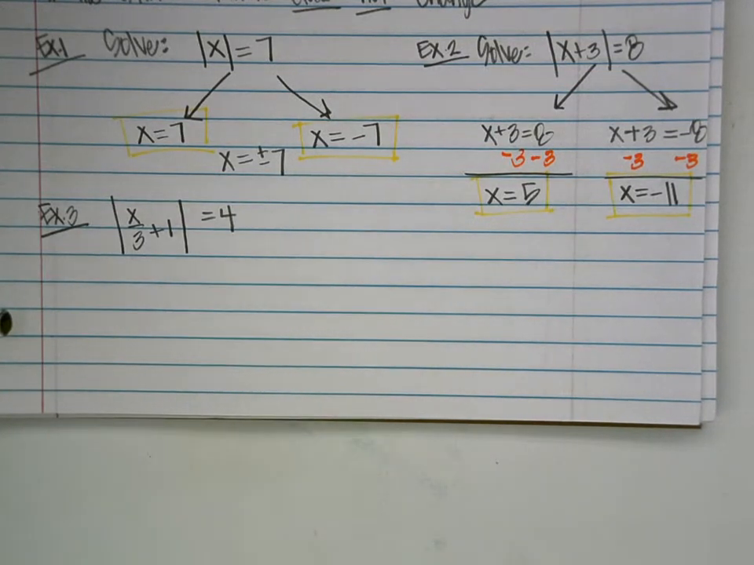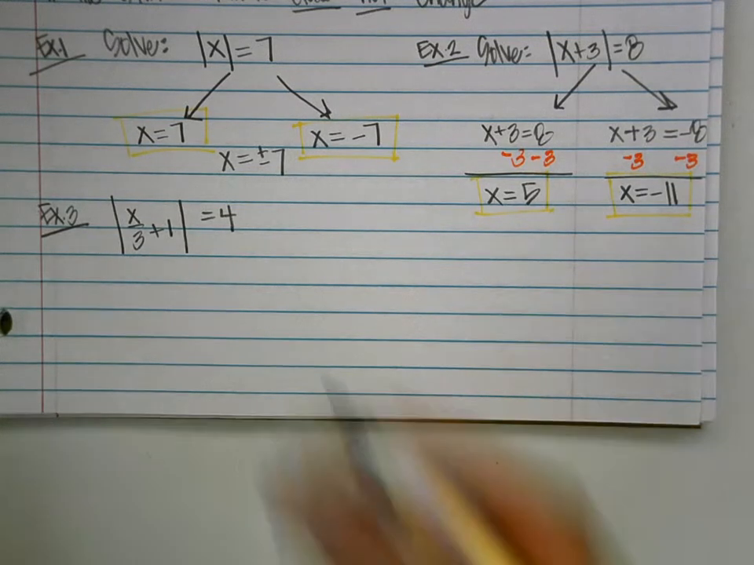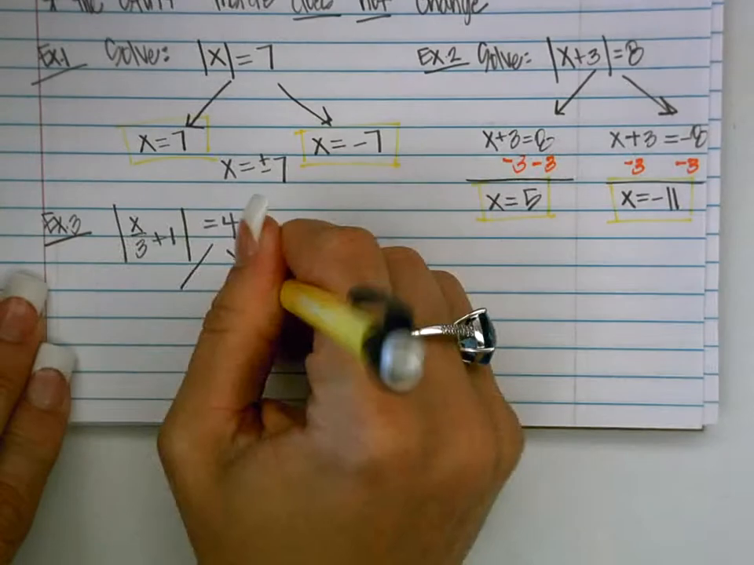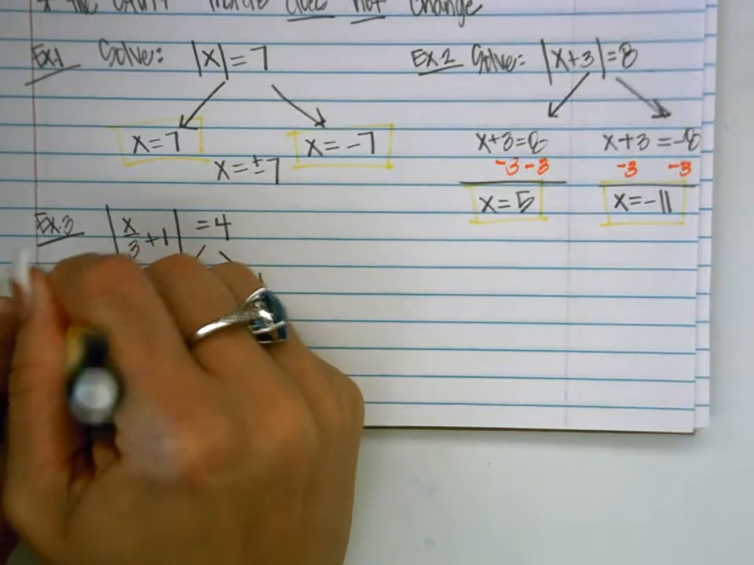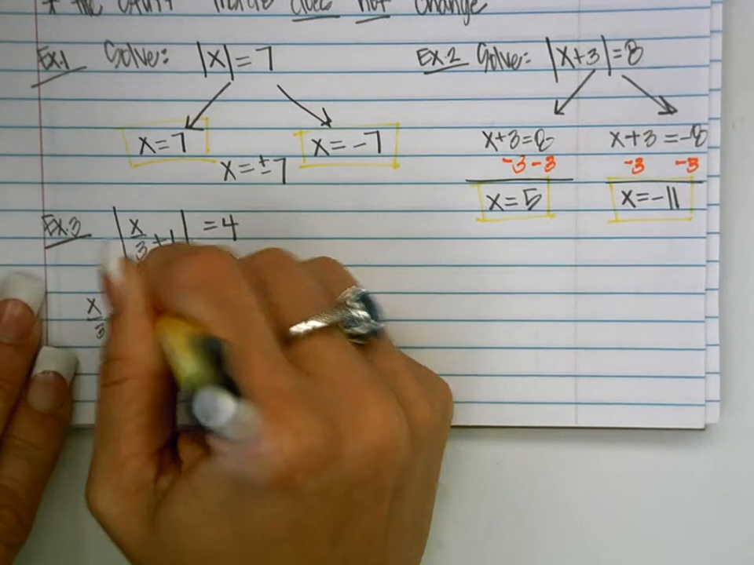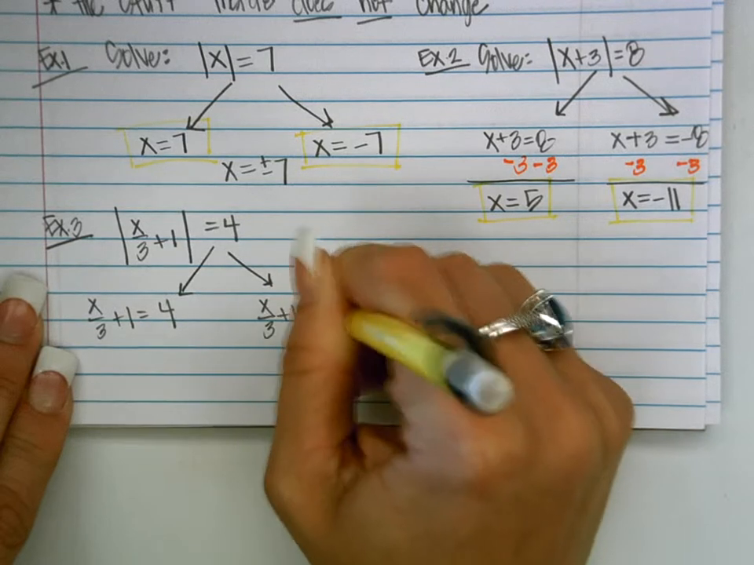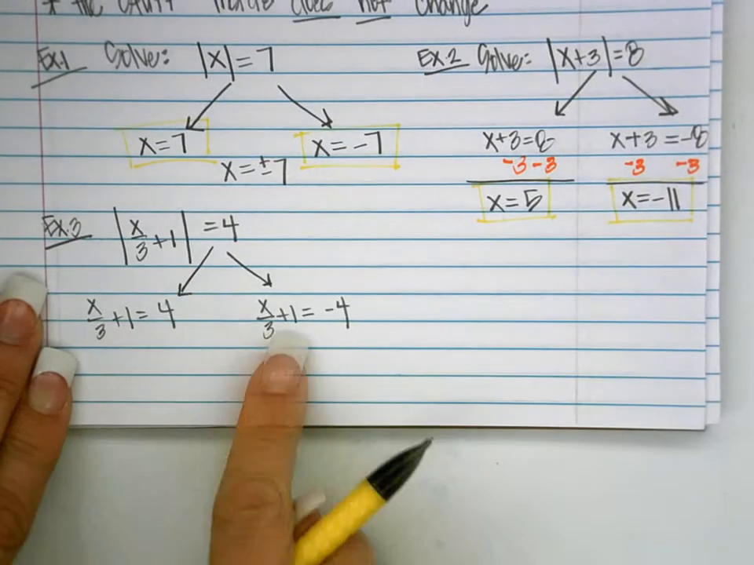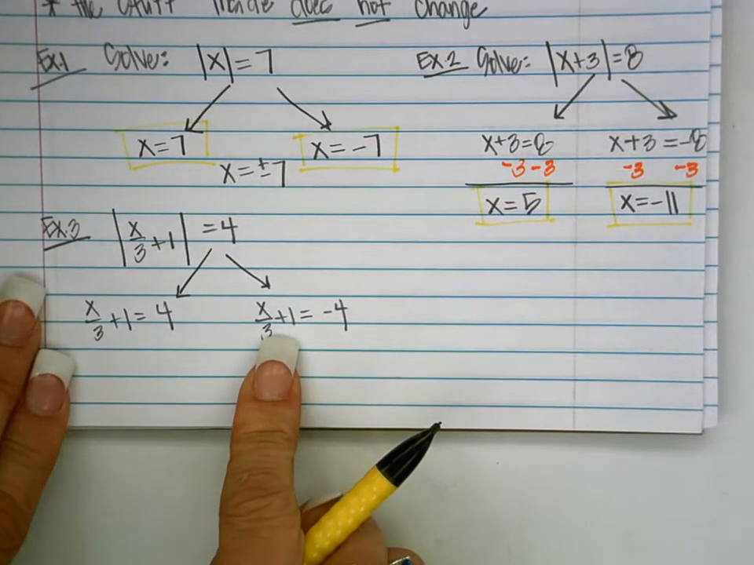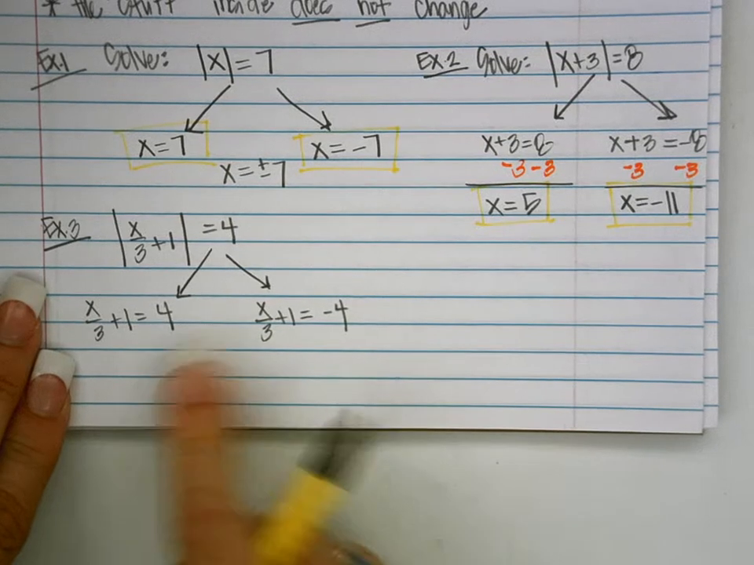What is the first step you should take? Angel, what's the first step? Drop the bars, and make it into how many equations? Two. So x over 3 plus 1 equals 4, and x over 3 plus 1 equals negative 4. Notice you do not change anything about the stuff that was inside. It was positive inside, it stays positive, and you drop the bars.